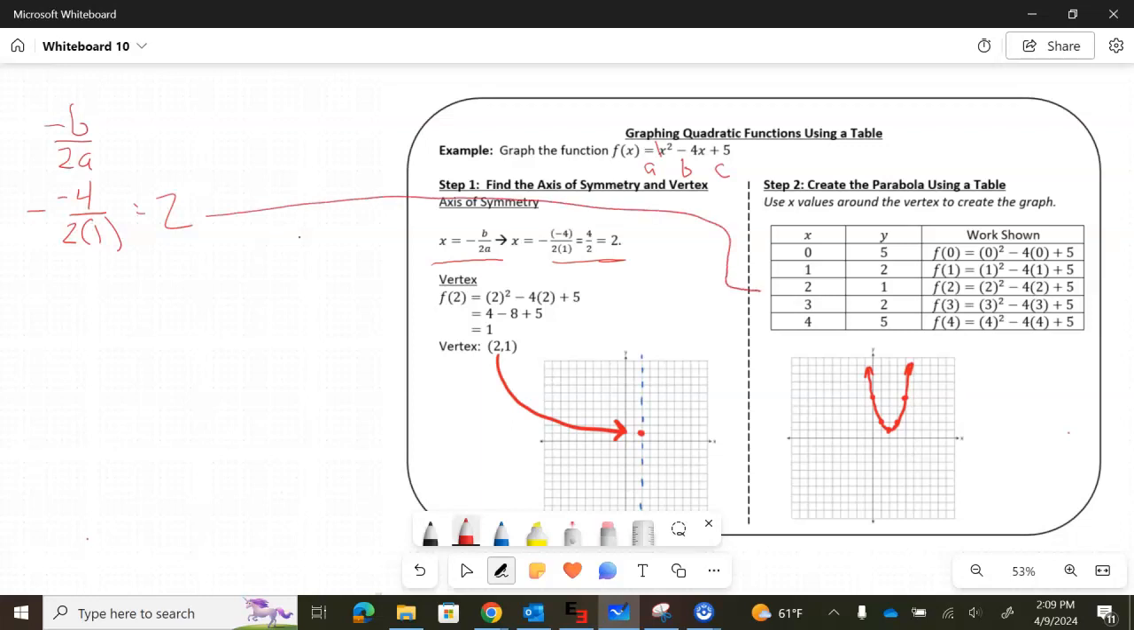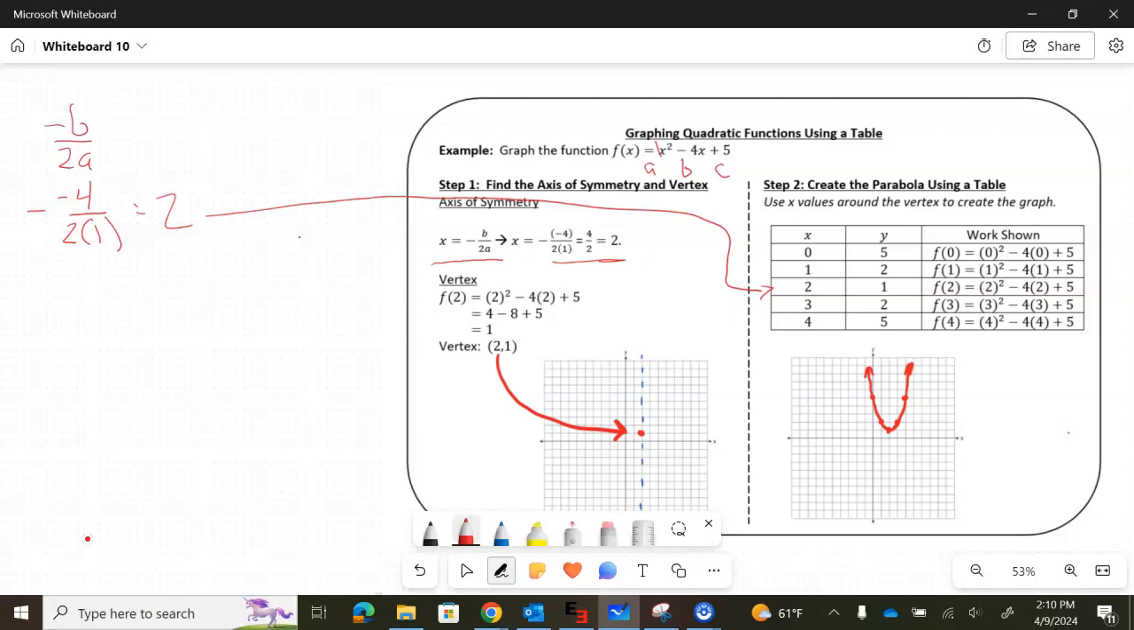And it's always going to go right in the middle. I always want my vertex to be right in the middle. And then they just finished filling in the x column by putting two numbers smaller than 2 and two numbers bigger than 2. Right, so we have consecutive numbers. But we have to figure out the y values that go with them.